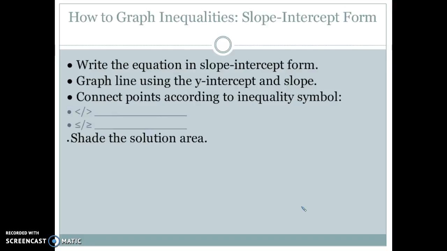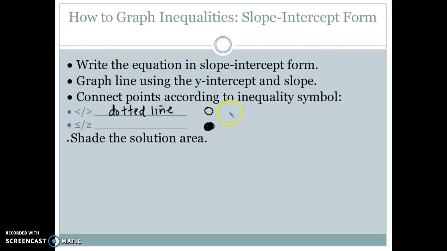So if it's in slope-intercept form, the first thing you do is you look at your equation, or you write it in slope-intercept form. Then you graph it using your y-intercept and the slope, just like we've been doing for our equations. Then you connect the points according to the inequality symbol. So remember, before, this greater than or less than was an open circle, and then or equal to made it a closed circle. Well, now we don't have circles, we have lines. So the way that we're going to do an open circle is by doing a dotted line.